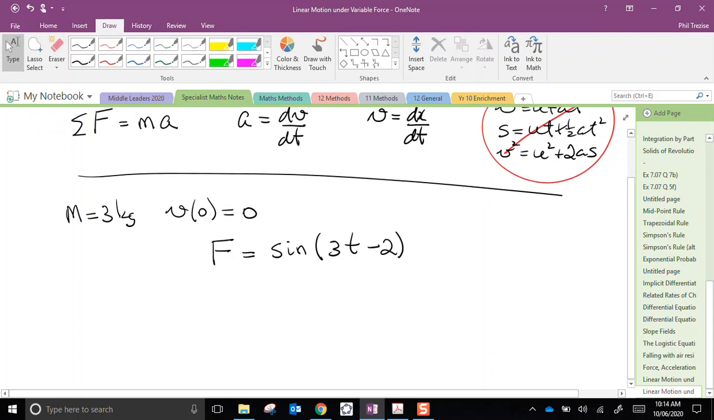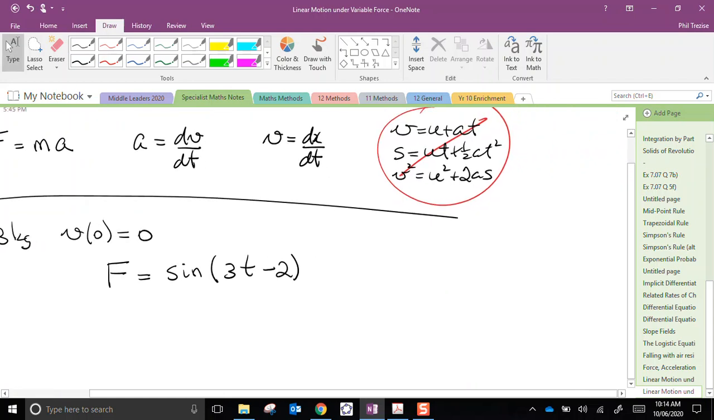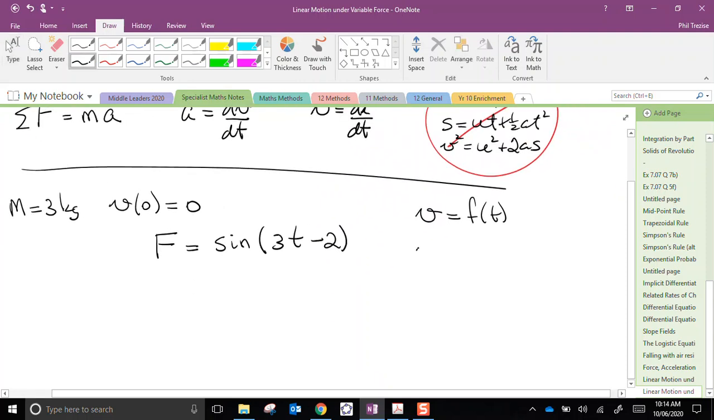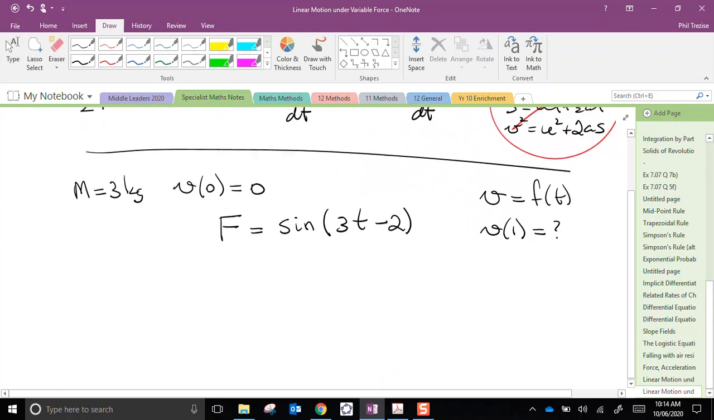We need to find velocity as a function of time. This is our job, find velocity as a function of time. Well, let's see how we would go. Oh, and after that, calculate velocity when t equals 1. So they then want us to use our answer to find velocity when t equals 1. Okay, so what are we going to do?